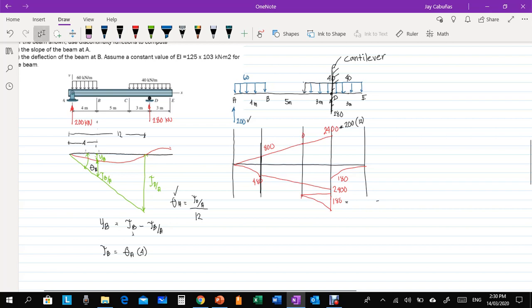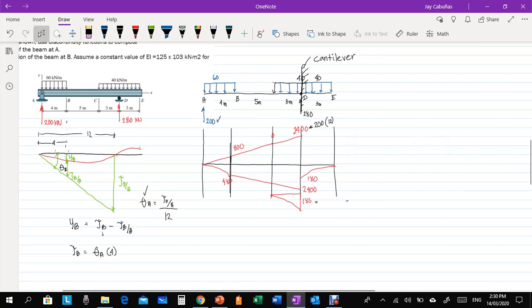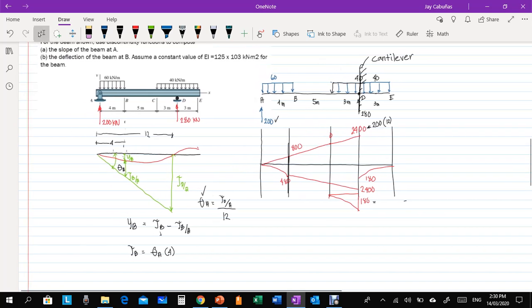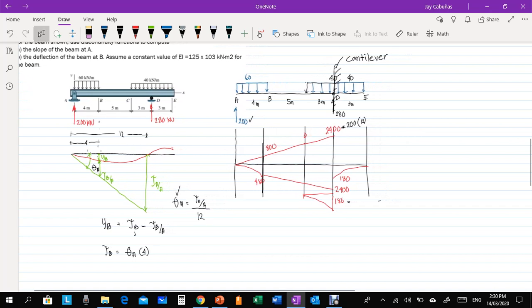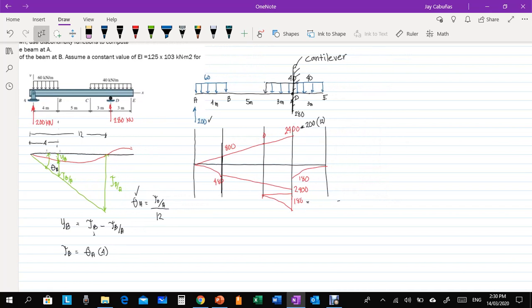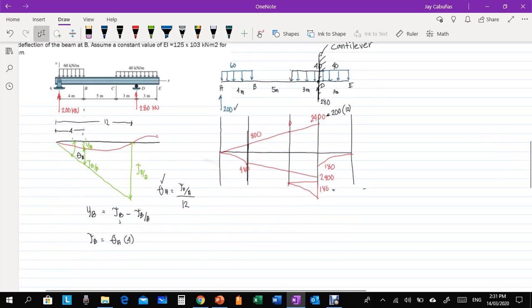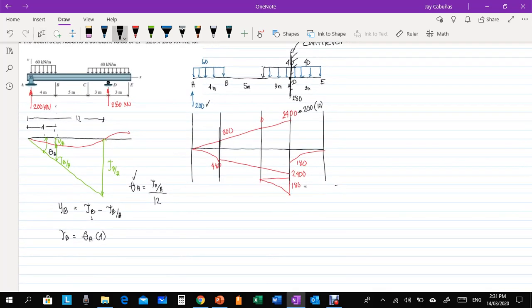Okay, so we can compute the deviations. First, we need the deviation of B from A. Let's try to solve the deviation of B from A. The first question is the slope of the beam at A. So we have theta A, right? So theta A is tDA over 12, correct?